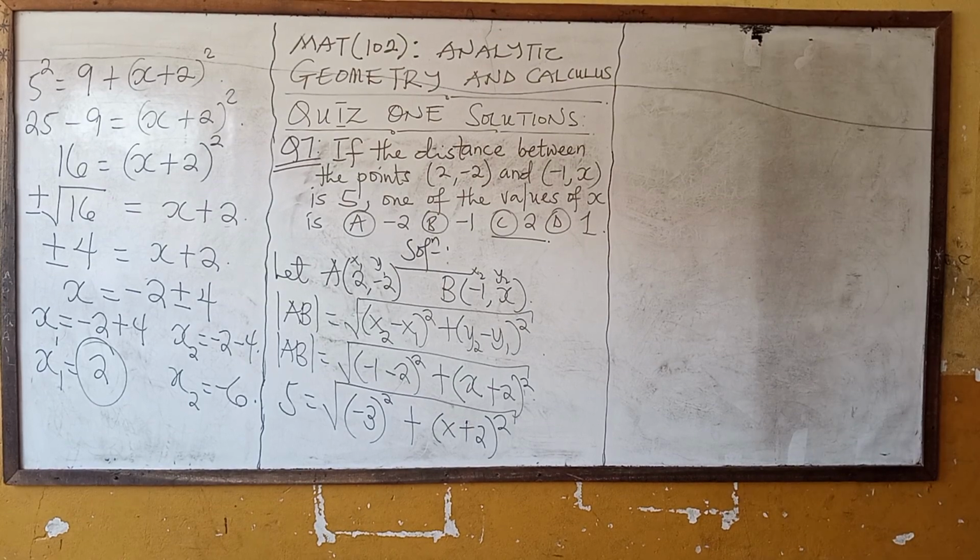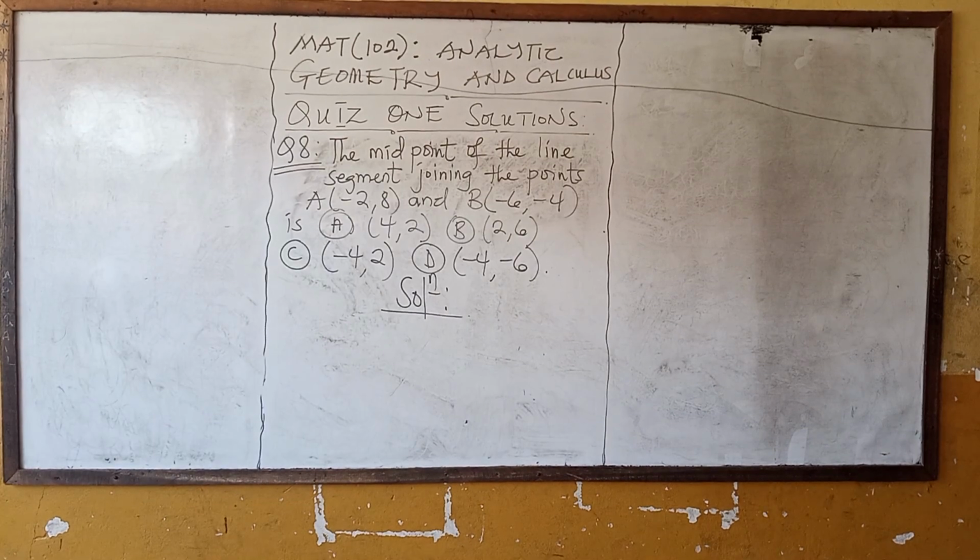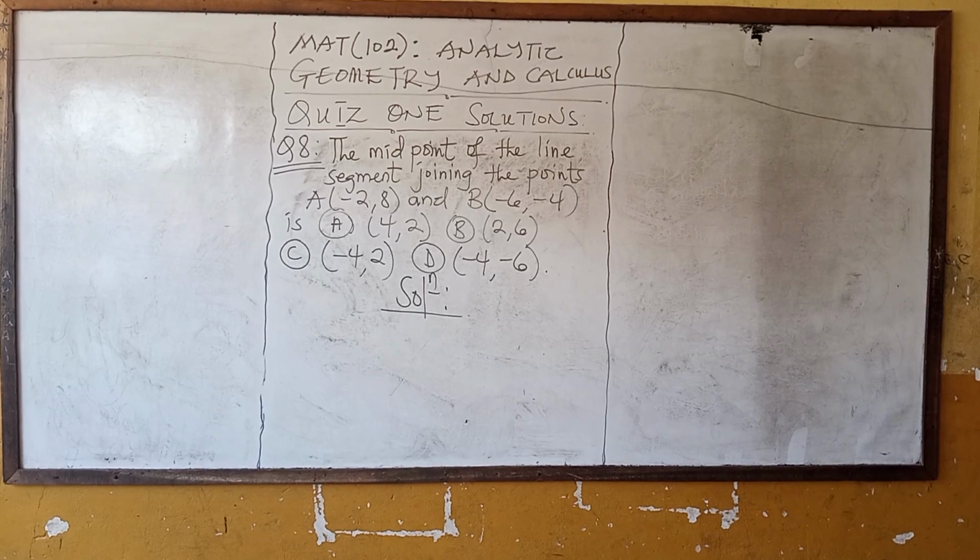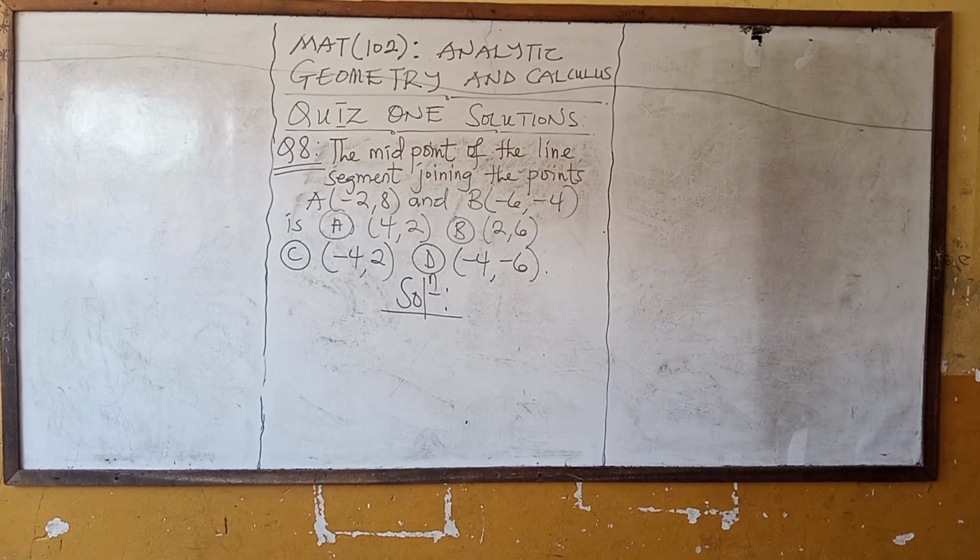So now let's move on to our question 8. All right, question 8. On your quiz paper, it will be question 10. Let's see: the midpoint of the line segment joining the points A (negative 2, 8) and B (negative 6, negative 4) is: A, (4, 2); B, (2, 6); C, (negative 4, 2); D, (negative 4, negative 6). So now let's see.